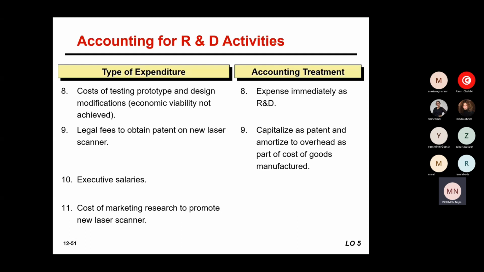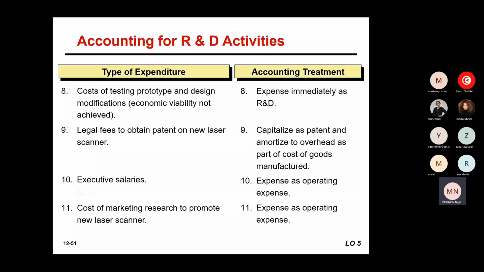manufactured. So here it should be capitalized as patent. Executive salaries. They are not related to the research and development costs. That should be expensed as operating expenses. Cost of marketing research to promote. Here also these are selling and administrative expenses, so they are operating expenses. They are not part of the R&D cost.